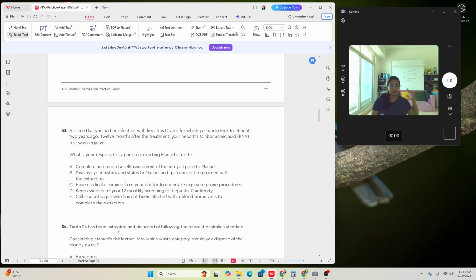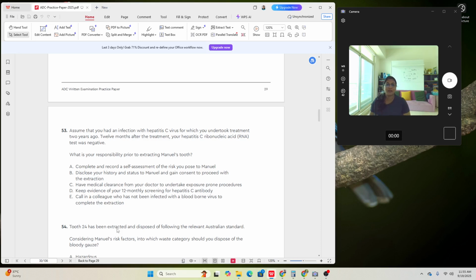So you were exposed. If you were actively exposed, you had some positivity, and you're going to do some invasive treatment, then you will have to see if your own doctor is comfortable with you performing the procedure if you had an active hepatitis C going on. The RNA test is negative. What you're going to do? You will take just a medical clearance from your own GP whether you should perform any exposure procedure or not.